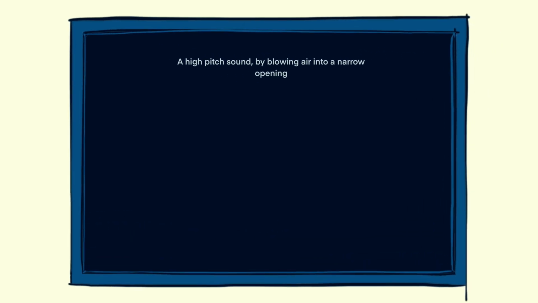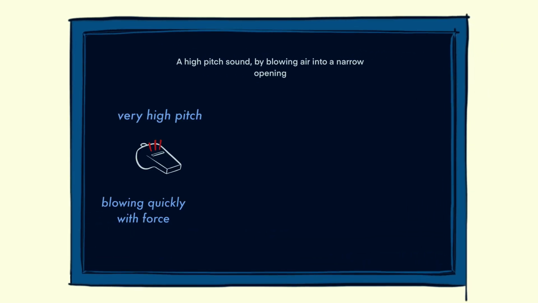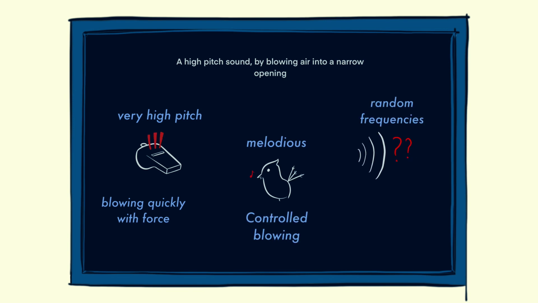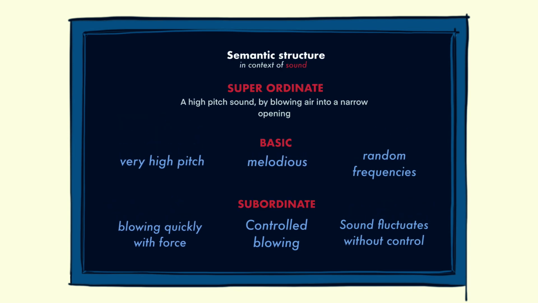A very high pitched sound that is made by blowing very quickly with force. A melodious sound that can be made with controlled blowing. And random frequencies where the sound fluctuates without any control. This is the semantic structure of a whistle in context of a sound.